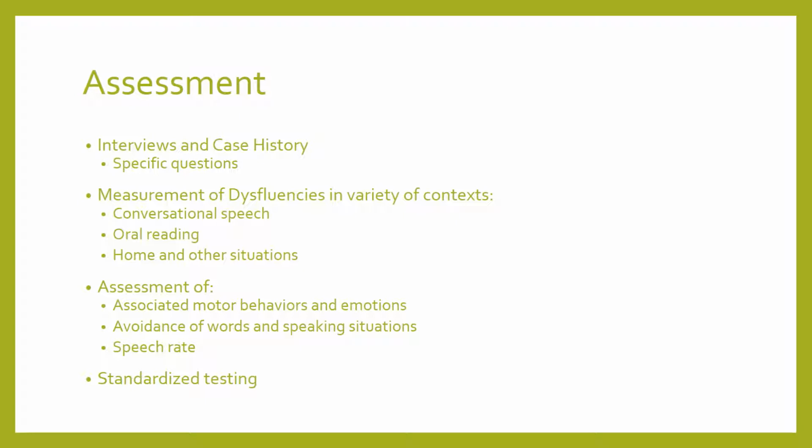And then you also do a measurement of disfluencies in a variety of contexts. So again, we do our conversational speech, we do the oral reading, and then we also look at the home and other situations, so maybe in the classroom. And this all goes back to the likelihood of stuttering. So if we know that a person stutters more in conversational speech with an unfamiliar listener versus a familiar listener, then that's something we want to target in therapy, of working with unfamiliar listeners.